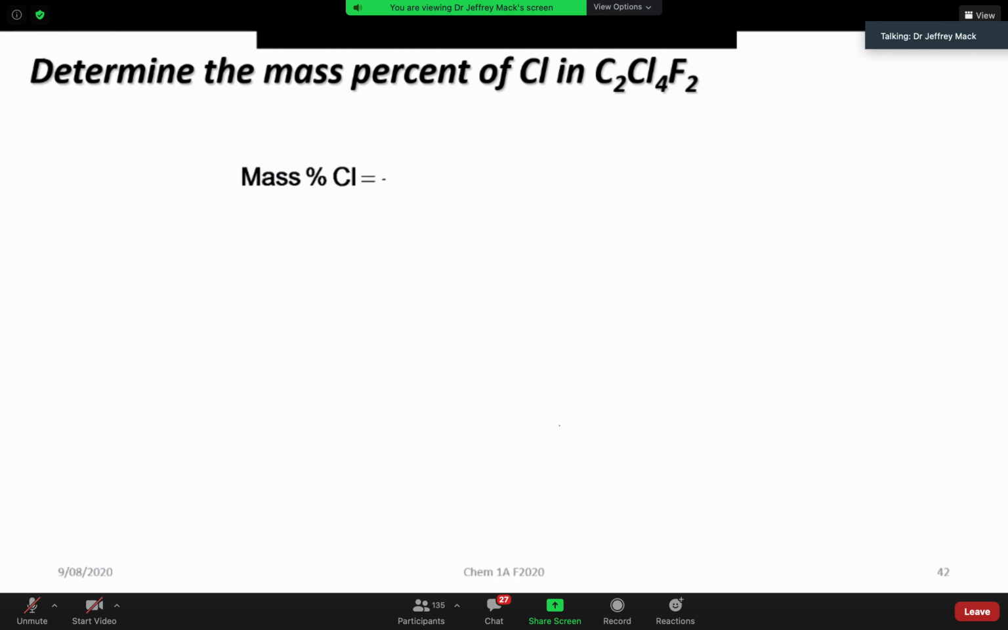All right, so to figure out the mass percent of chlorine, I would simply take 4 times the molar mass of chlorine divided by the overall molar mass of the compound and multiply by 100. Well, that's easy, right? Something very simple to do. I would look up the molar mass of chlorine on the periodic table. I would calculate the molar mass of the compound, 2 carbons, 4 chlorines, and 2 fluorines, and then I'd multiply by 100. Push buttons on my calculator.